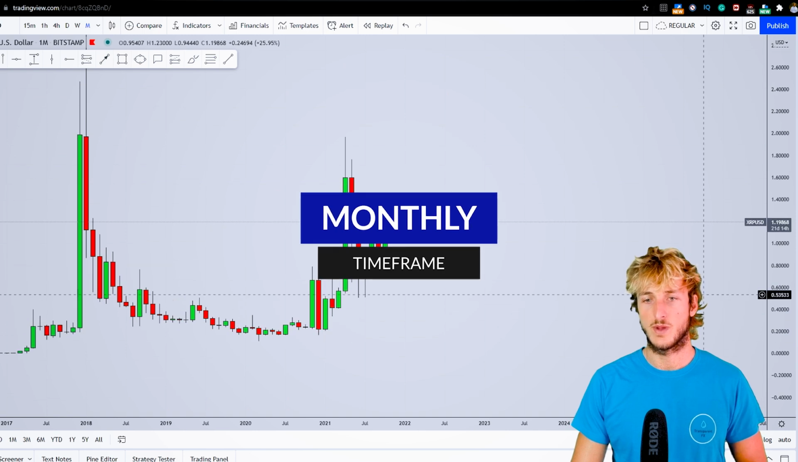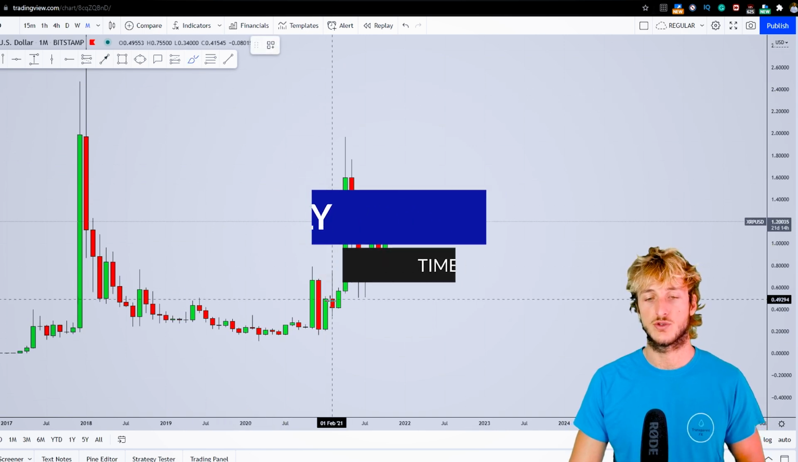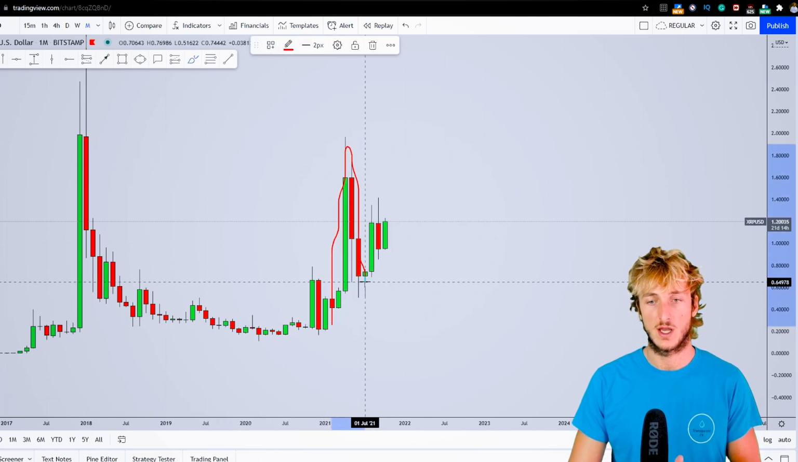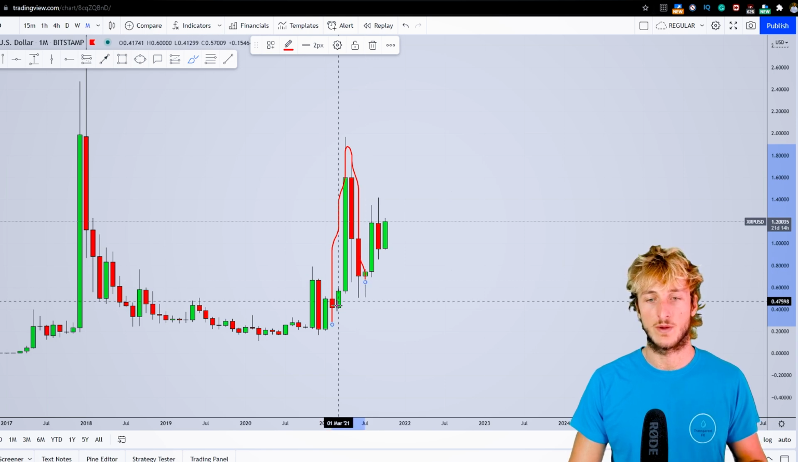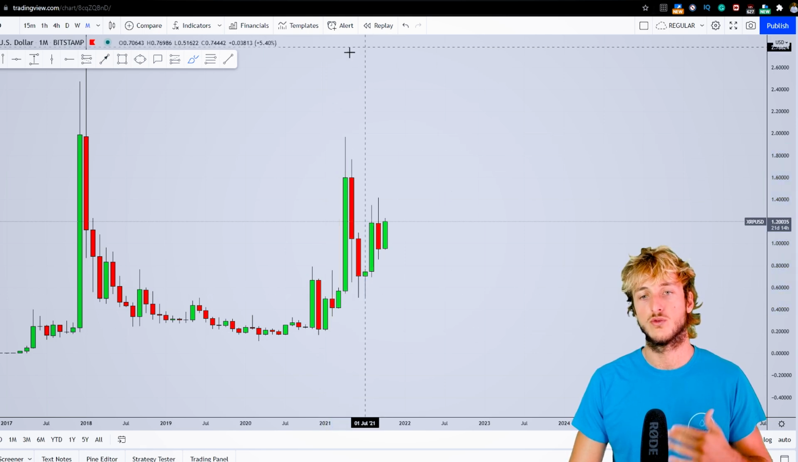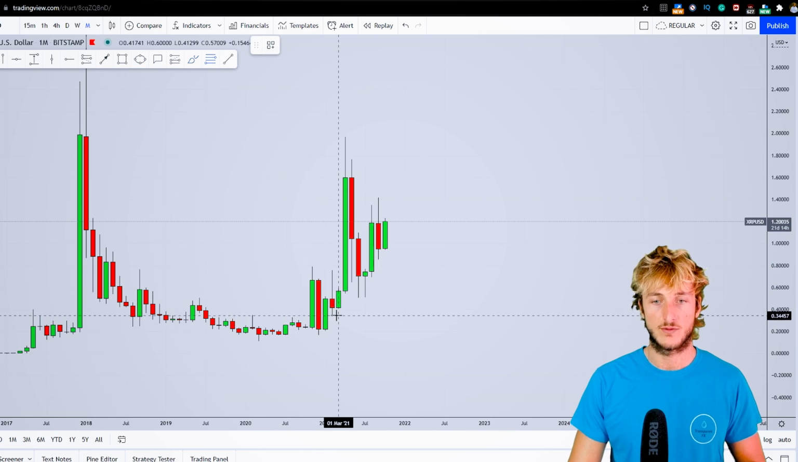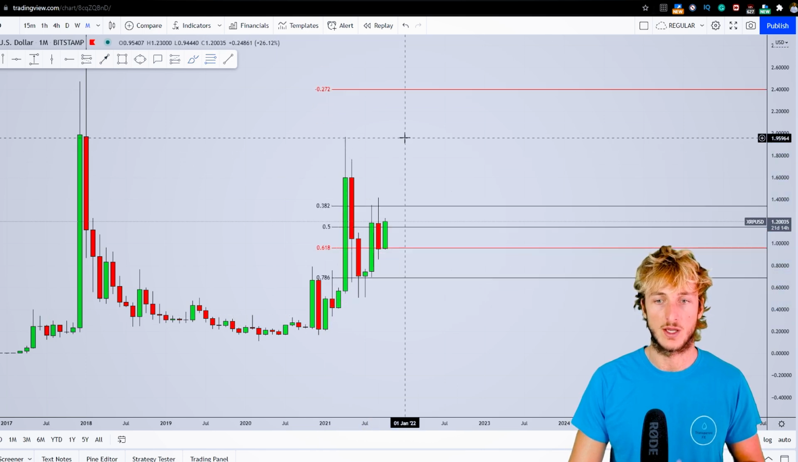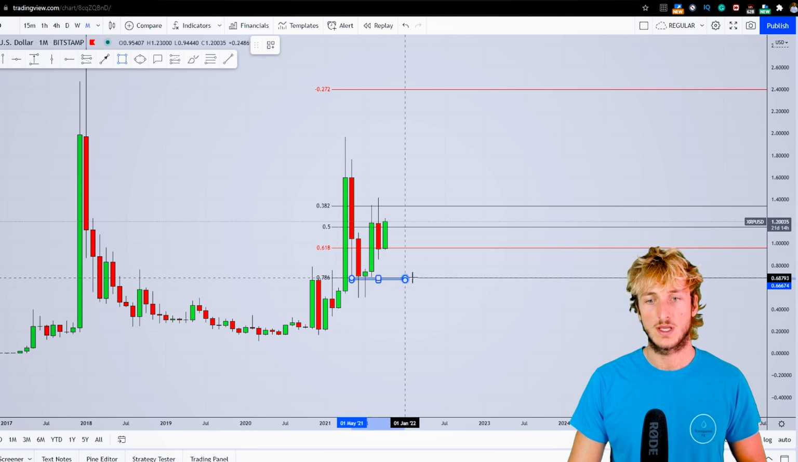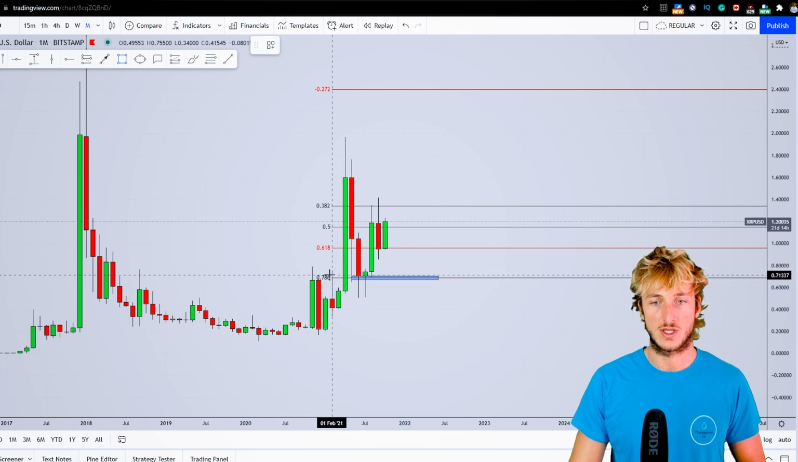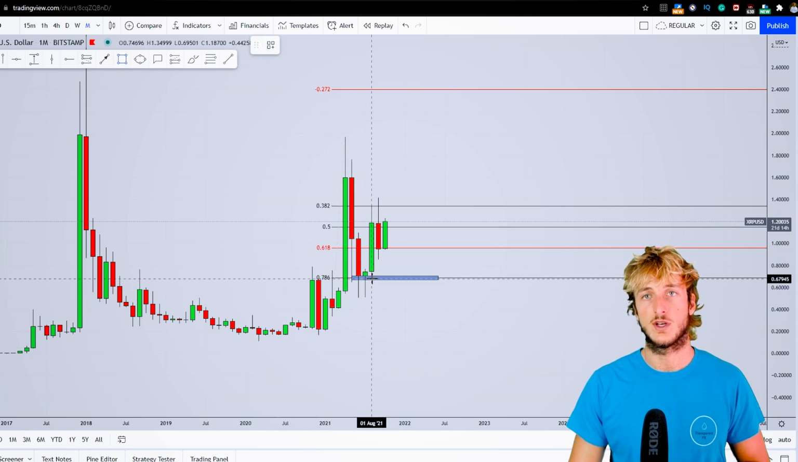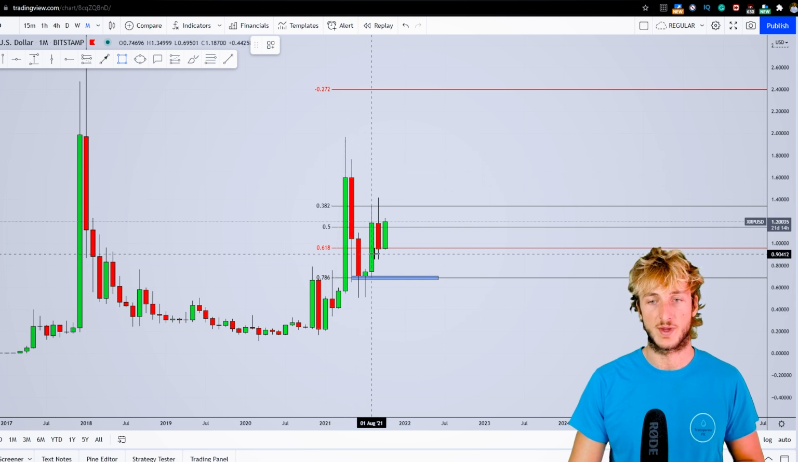Now, starting here from the monthly, we can see how the market has just created a strong impulse to the upside, followed by this correction. Now, in general, after an impulse, if you want to measure the correction, you have to take your Fibonacci from the low to the high of the impulse. And if we do that, we can see how first the market retraced exactly to the 0.786 of the Fibonacci taken on this monthly impulse.